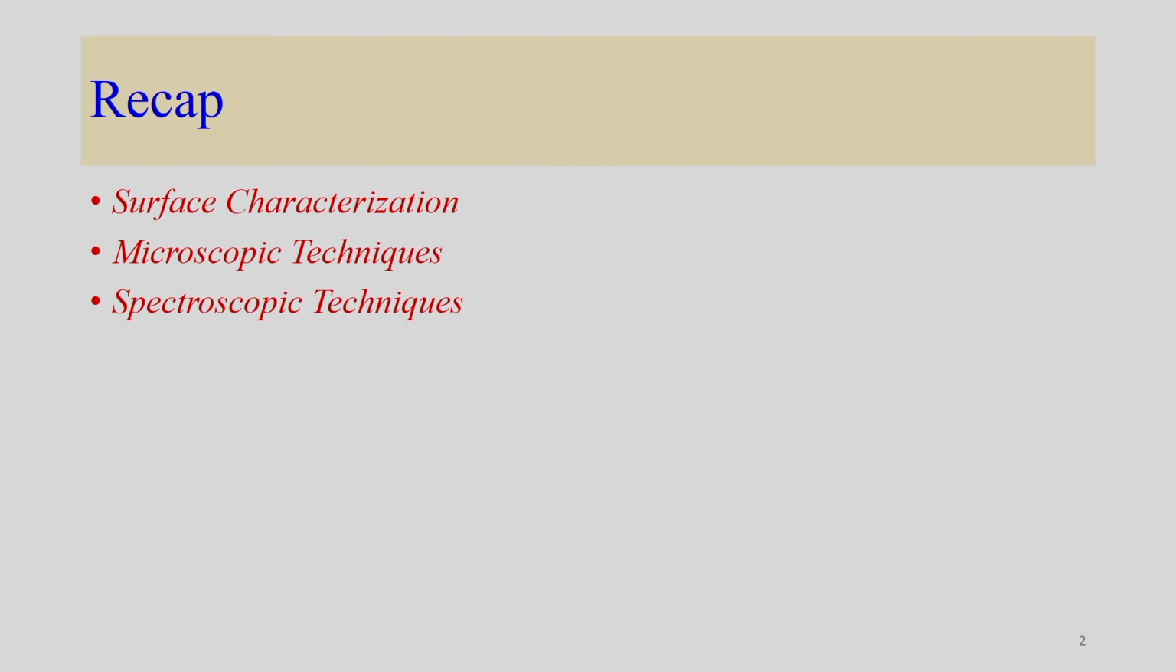Hello everyone, today we will discuss self assembled monolayers. It is basically a route for chemical modification. In the last lecture we discussed various techniques for surface characterization, basically microscopic and spectroscopic techniques. In the microscopic techniques we discussed optical microscopy, electron microscopy, atomic force microscopy.